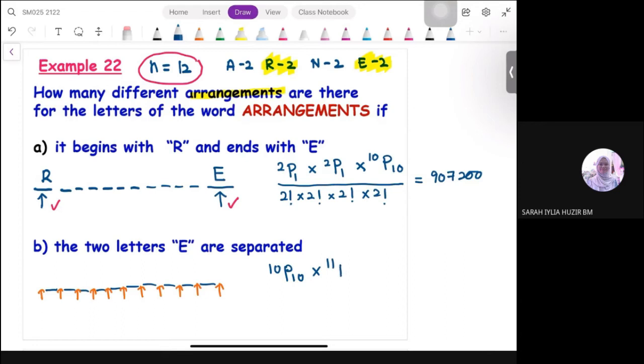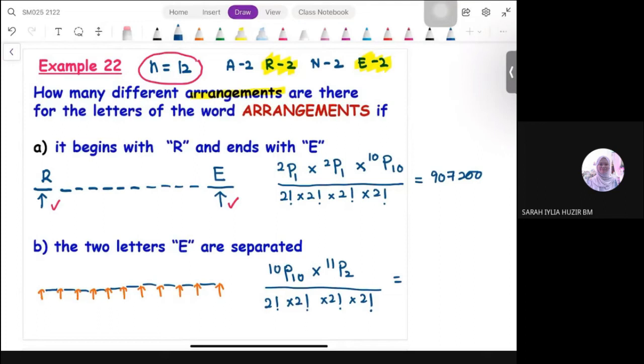But then we only want to arrange 2 of them. Ada 2 E je kita nak susun. So 11P2. Settle dah syarat? Okay. Jangan lupa you have to divide by 2 factorial, 2 factorial, 2 factorial, 2 factorial. Ada 4 kali. Kenapa? Sebab letter yang berulang tadi. Arrangement yang atas macam biasa, kita tambah extra je. Bahagikan dengan repeated letter. Okay, yang tu je jangan lupa.